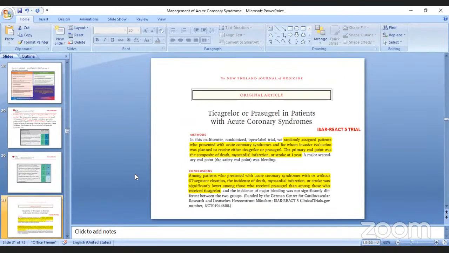So this was the ISAR-REACT 5 trial, which compared ticagrelor and prasugrel in patients with ACS going in for PCI. And in them, prasugrel was shown to be superior to ticagrelor, reducing the incidence of death, myocardial infarction, or stroke.